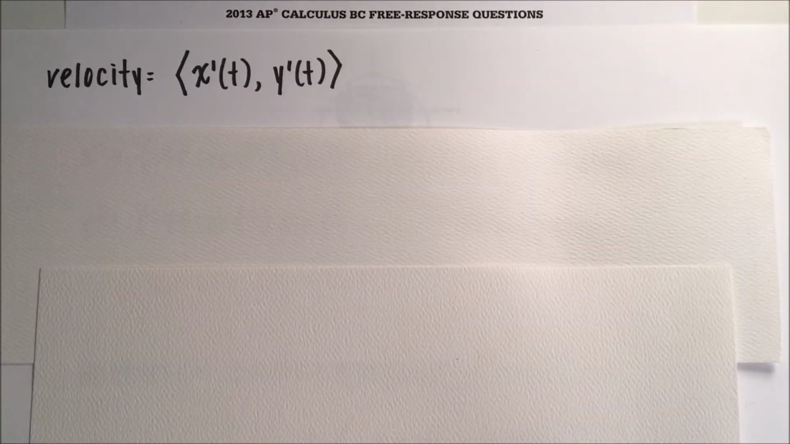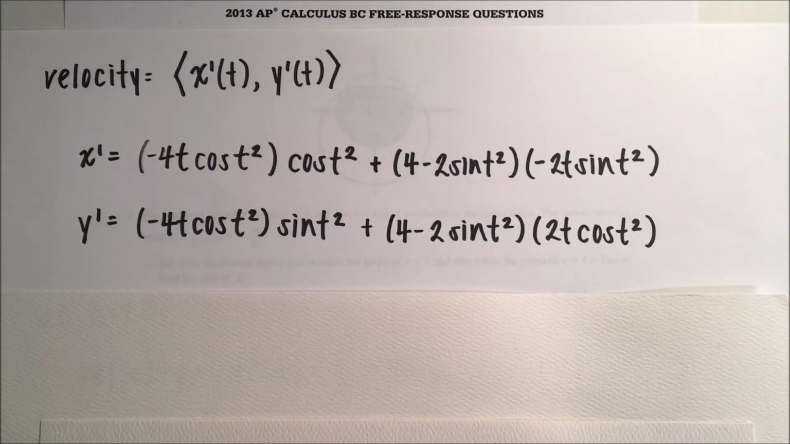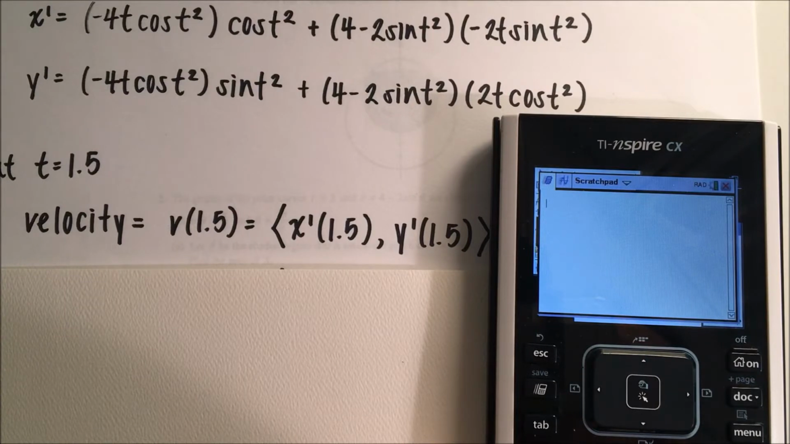To find the velocity vector at time t equals 1.5, we need to take the derivative of the position vector and substitute 1.5 for t. So taking the derivative using the product rule, we end up with these expressions for the x and y components of the velocity vector. Next, we just plug in 1.5 for t into the calculator for each component and write it in vector form.